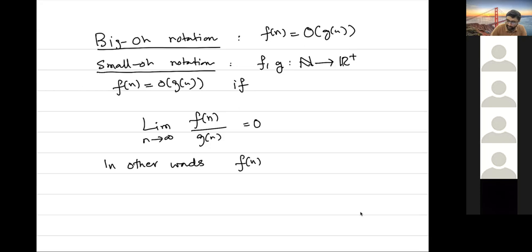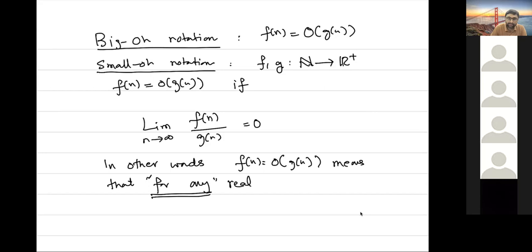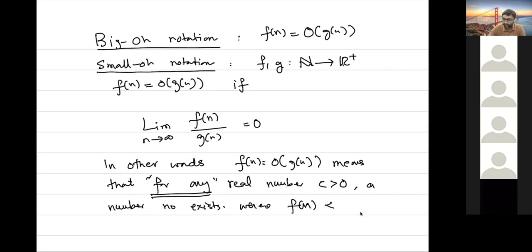In other words, f of n is in small o of g of n means, what does it mean? It means that for any real number c greater than zero, for any positive real number c, a number n sub zero exists where f of n is strictly less than c times g of n for all values of n greater than or equal to n zero. Okay, do you see the difference between this definition and the previous definition?